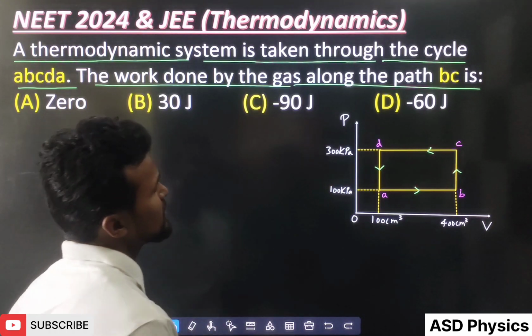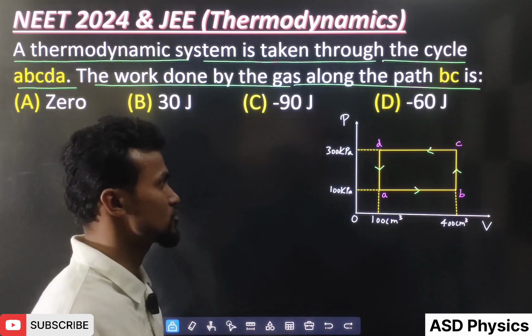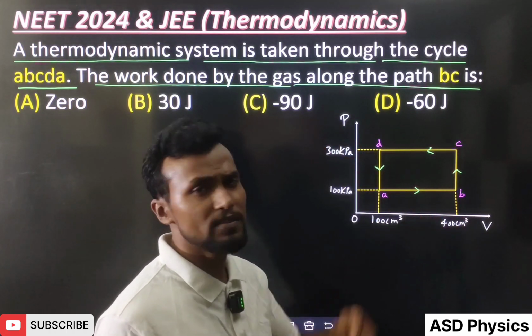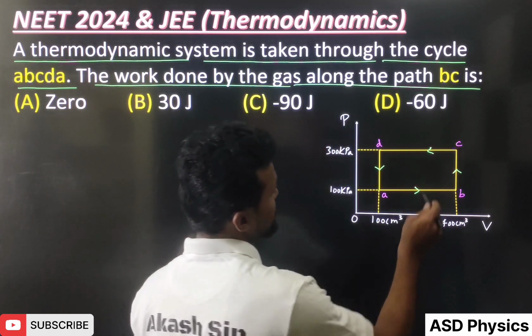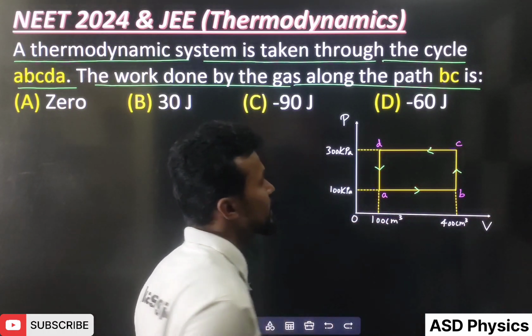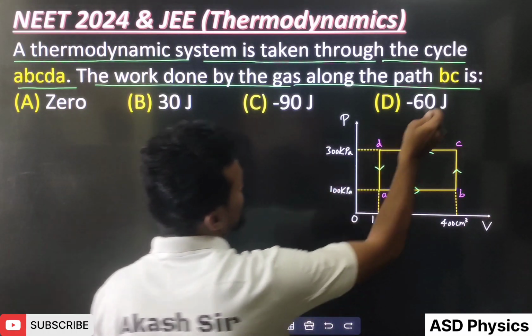So gas means here which kind of gas is there? Ideal gas is there. Here this is P, this is V. P means pressure, V is the volume. And here you can see which kind of process is there? Cyclic process. A, B, C, D, A. Okay. So here they are asking during which path?